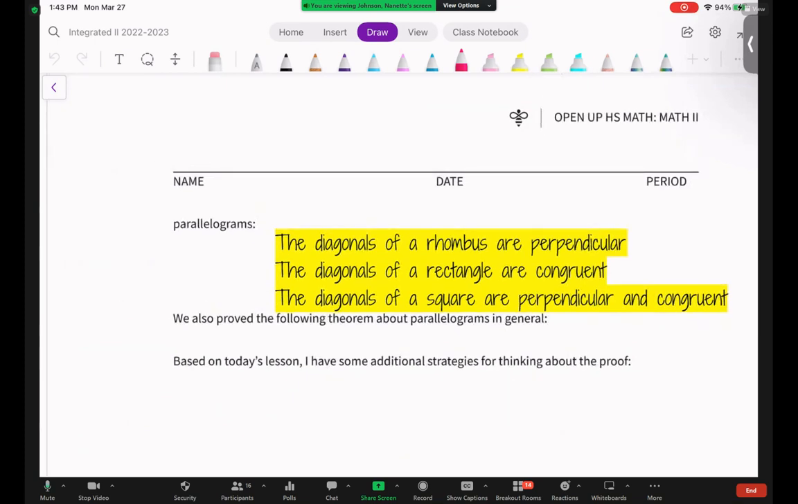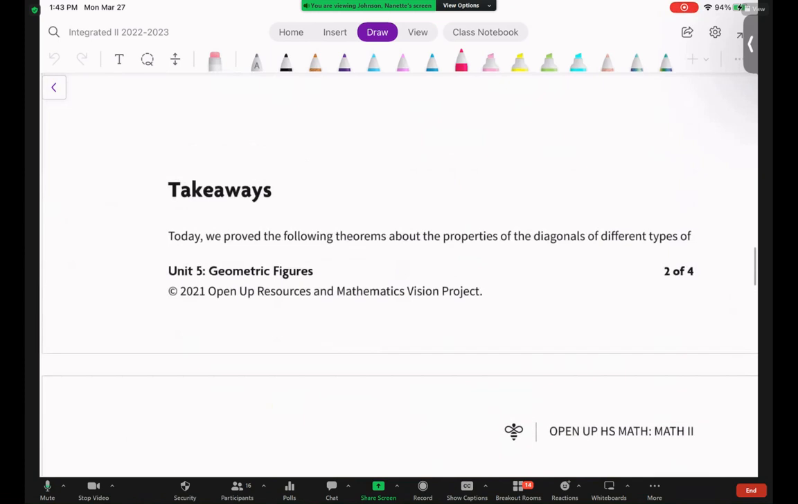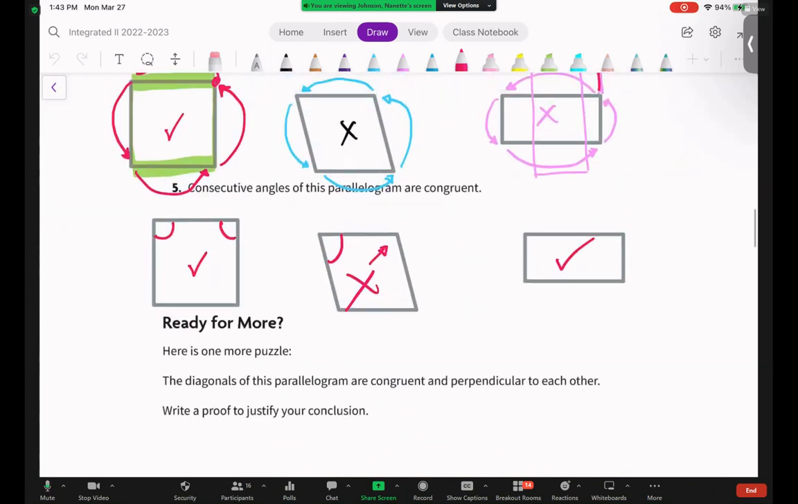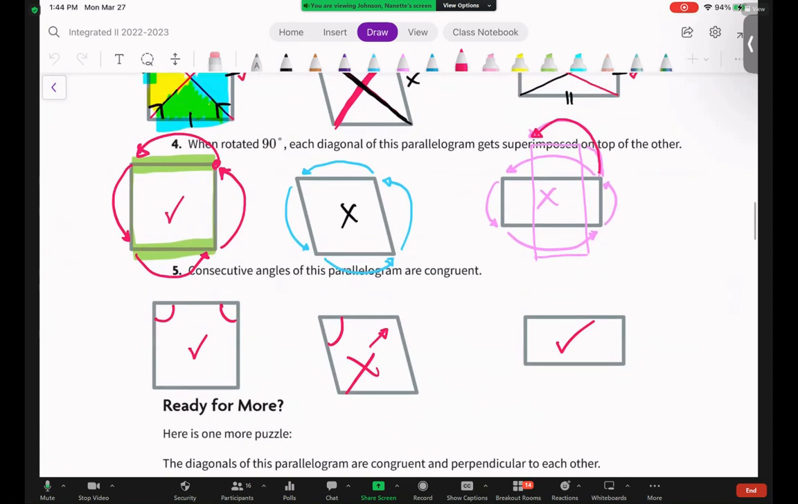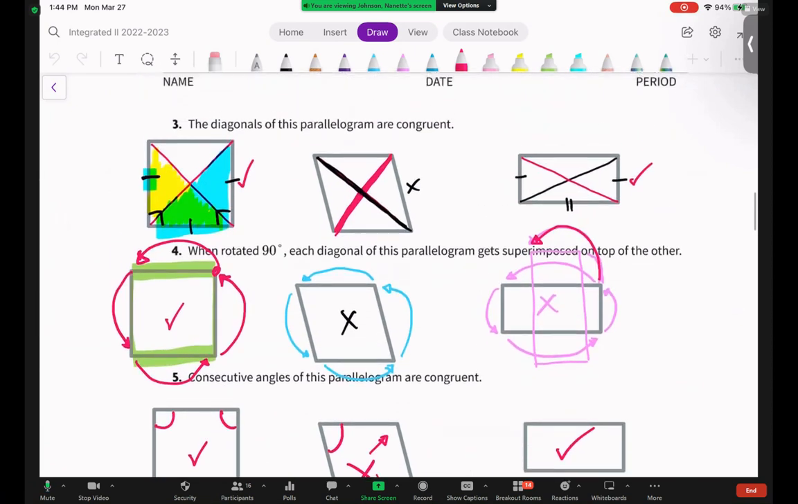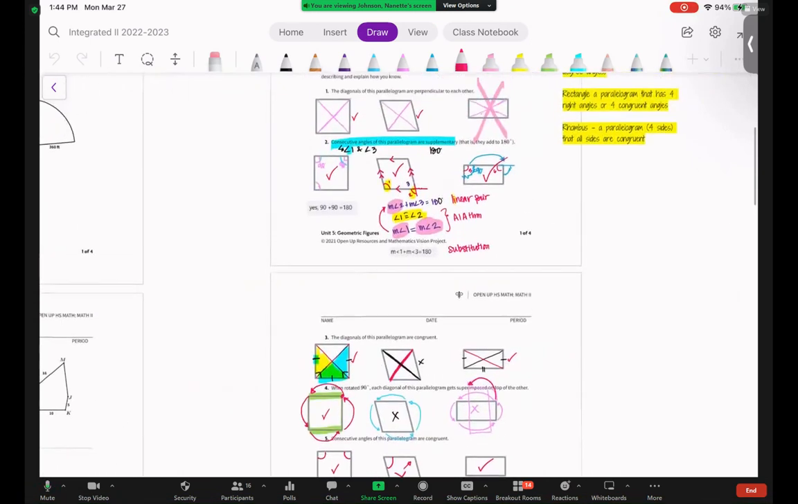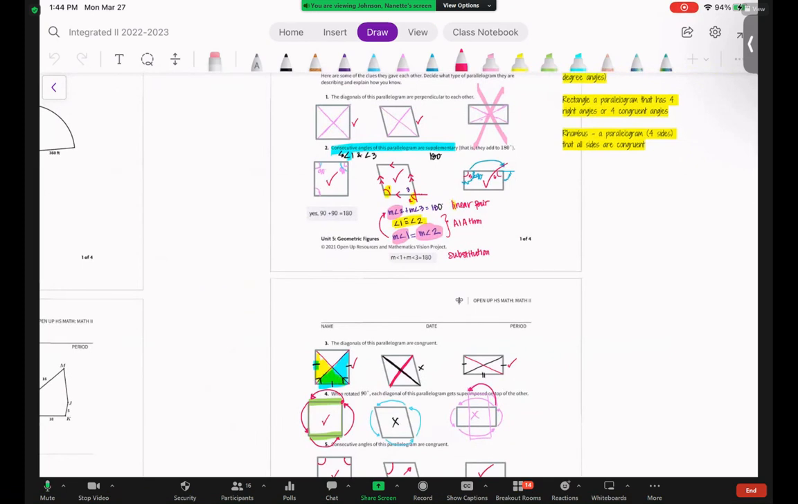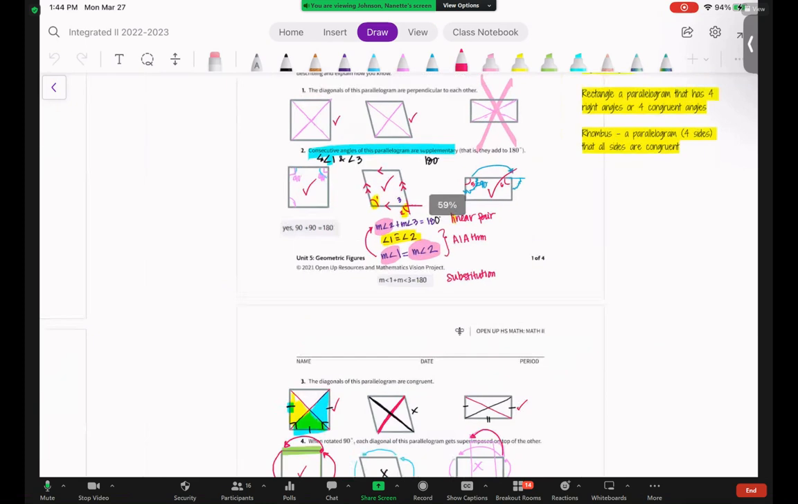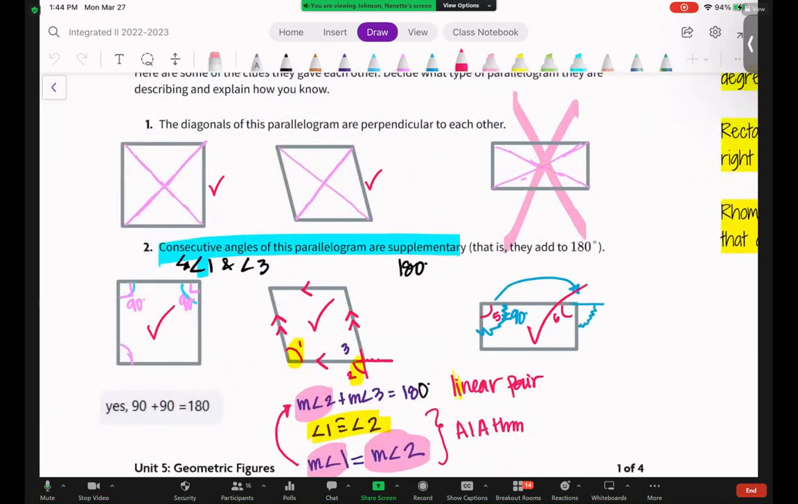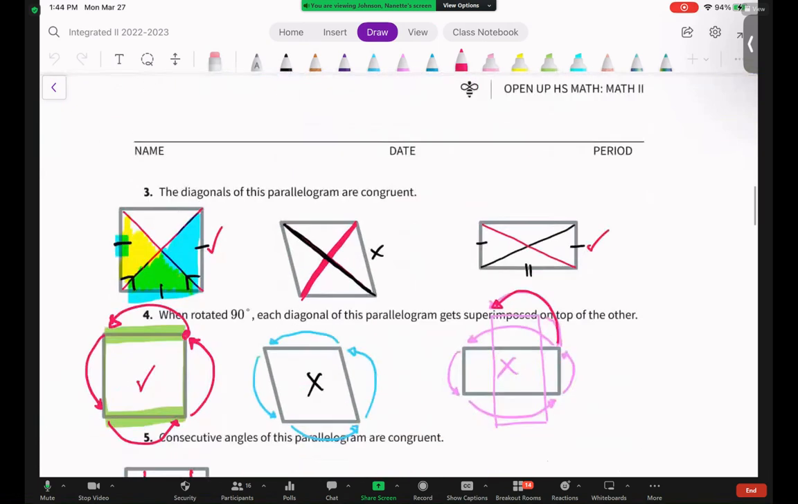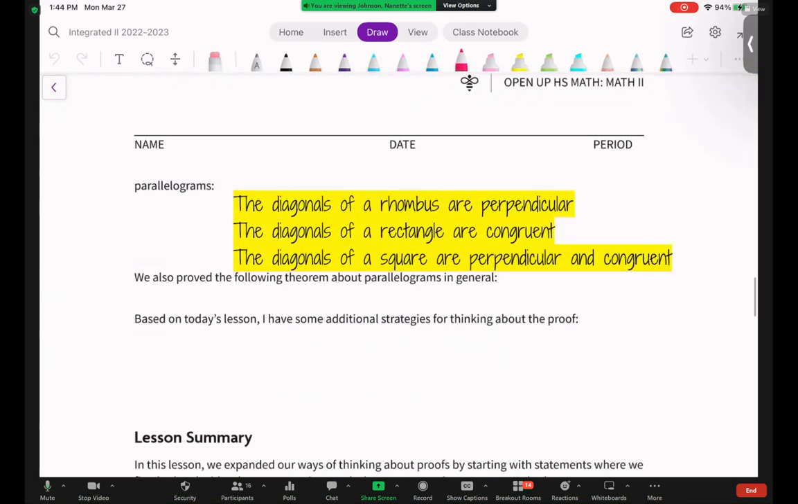Okay. We also proved the following theorem about parallelograms in general. Which one was true for all of them? No, not that one. I'm trying to get you to see all five of them at the same time. Which one was true for all of them? Yeah, number 2. So that's true for all parallelograms. All parallelograms have consecutive angles that are supplementary. Let me write that down here.